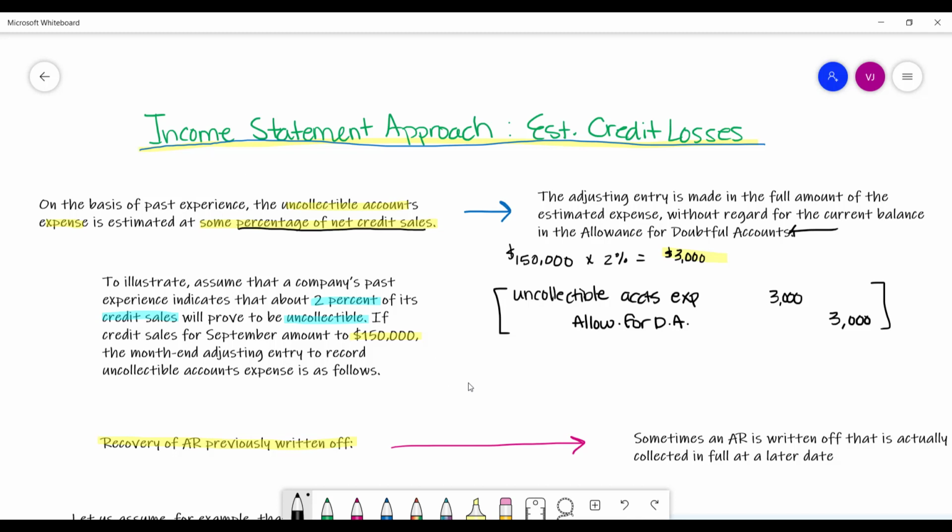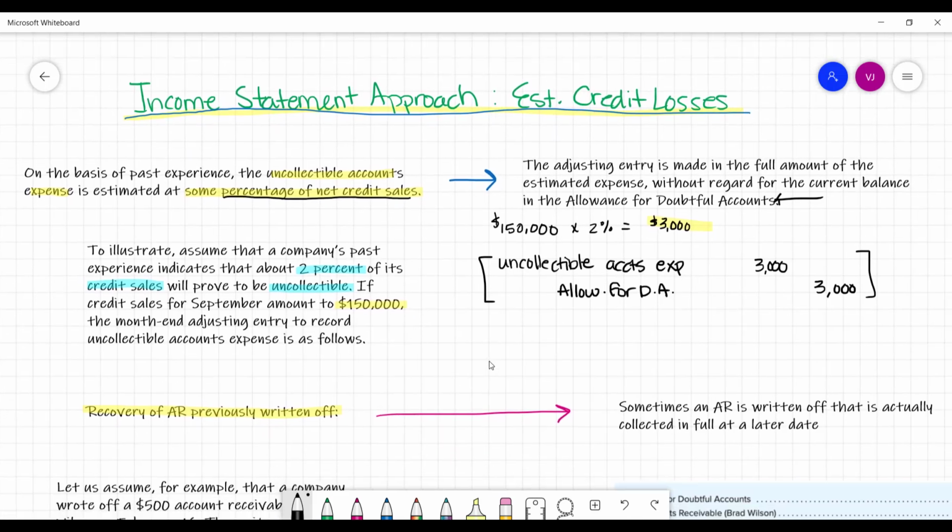Now, one other thing we have to look at is, sometimes a company will write off an accounts receivable. Let's say this customer Bob hasn't paid us for 3 months. It's past due. We're probably never going to collect that accounts receivable from Bob. So a company will just write it off. They will debit allowance for doubtful accounts and they will credit the accounts receivable. But then what happens when Bob actually ends up paying? We have to look at what the accounting would look like when that happens.